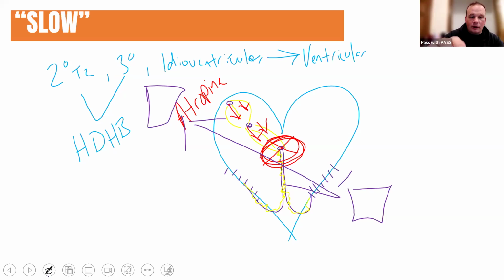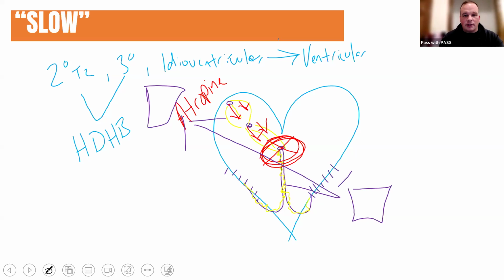So the question is, would you say the high degree blocks are prevalent more on one side, left or right, or no difference? To be honest, I don't know the answer to that question, Richard. I think they're happening typically higher up than the bundle branches, right?